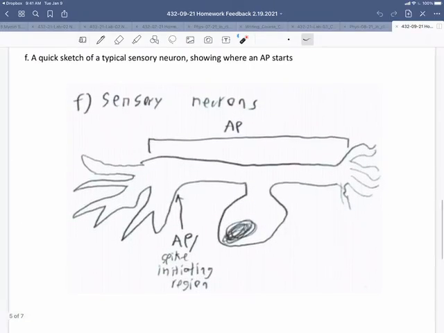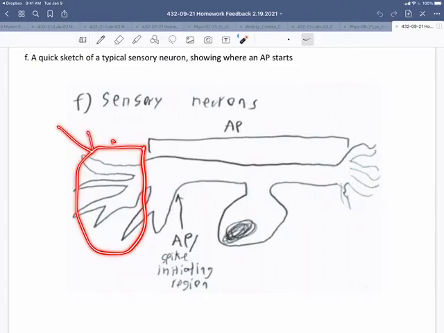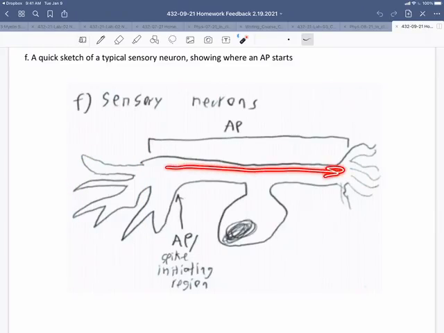This one I wanted to have people think about because a typical sensory neuron is unipolar. In other words, it has only one projection here, and that projection then goes in two directions. These are functioning like dendrites, and that's where the inputs are coming in. The action potential is going along this whole length out to the axon terminals, where we're getting neurotransmitter release.